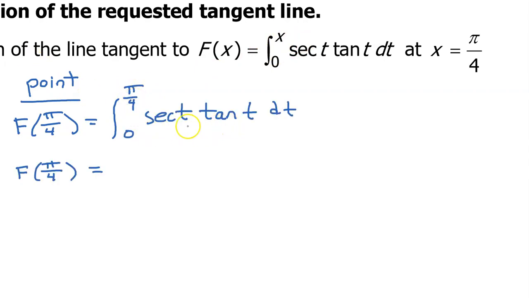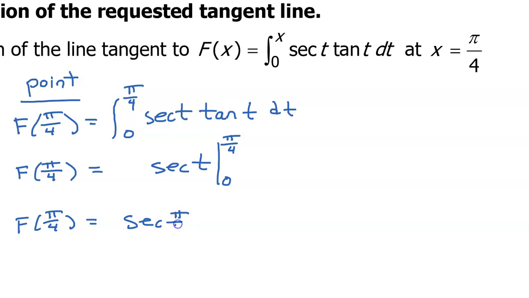We can integrate this using our derivative rules. Ask yourself, the derivative of what will give you secant t tangent t? The derivative of secant t will give you secant tangent. So this is the integral, but don't forget this is a definite integral, so we need to evaluate this from 0 to pi over 4. This means that we need to find the value at pi over 4 and then subtract the value at 0. In other words, secant pi over 4 minus secant 0.